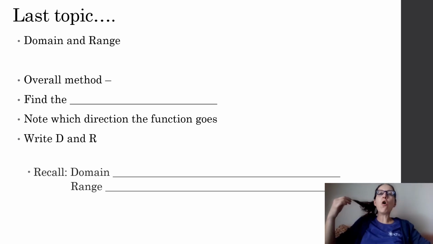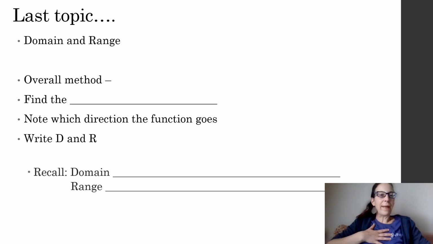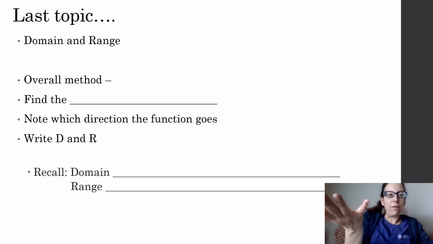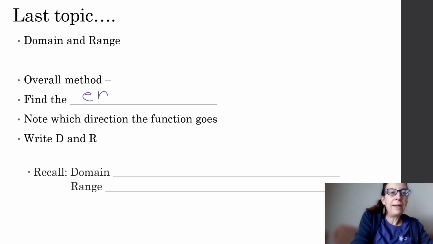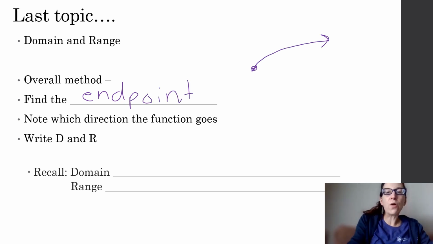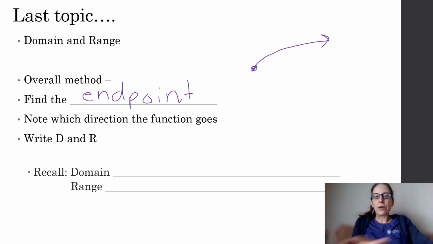So the overall method, and I'm going to teach this the way that I do it. Okay, we're going to do it with the graph. And the overall method that the way I teach this is find the endpoint, okay? Because the endpoint is going to show you where the function cuts off, okay? So there's no more x's and no more y's after you get to the endpoint. That's it. Then note which direction the function goes.